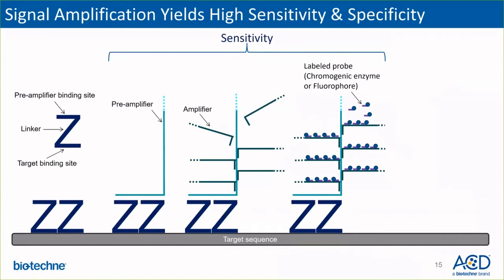If a single Z binds to the target mRNA transcript, the pre-amplifier cannot bind as it needs both Zs to provide a binding site. This helps to ensure the specificity of the probe and helps reduce potential background staining.